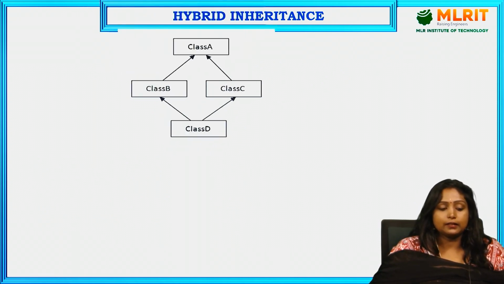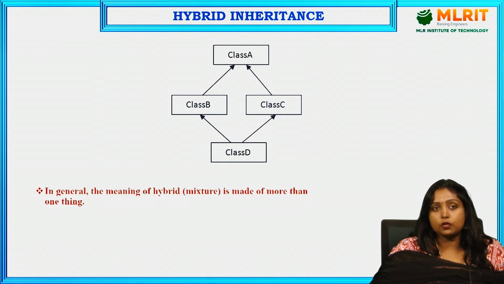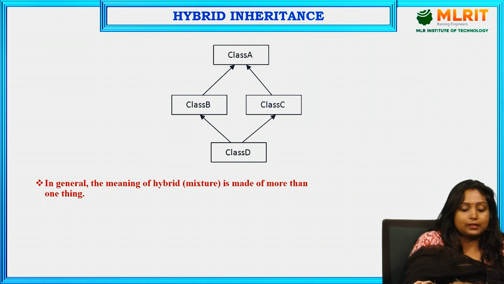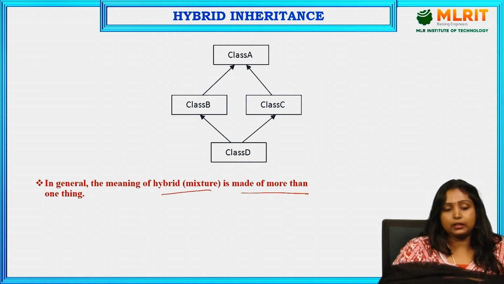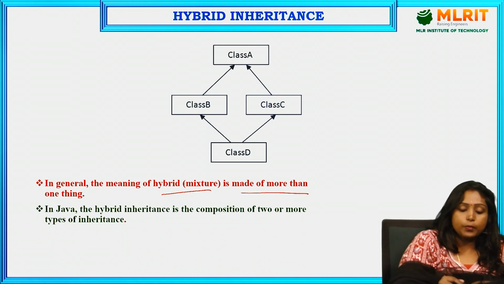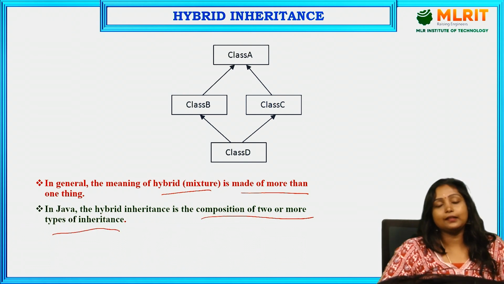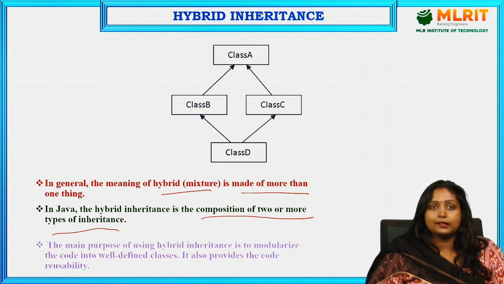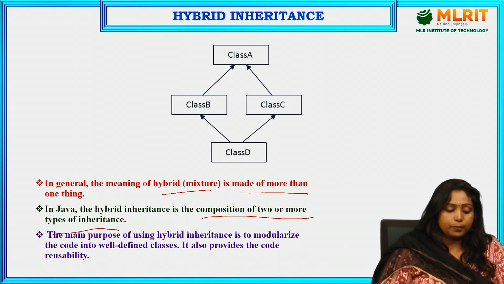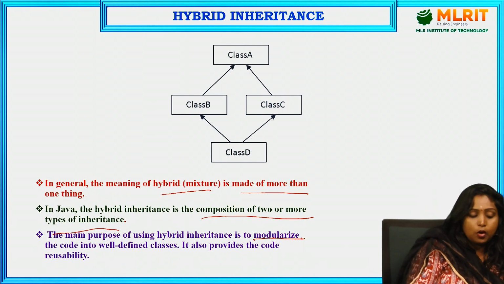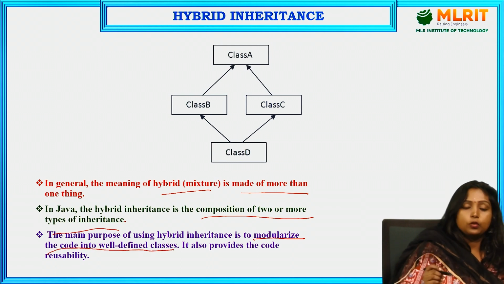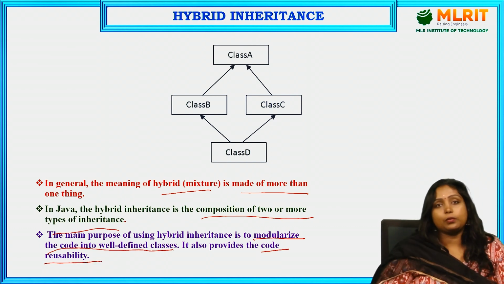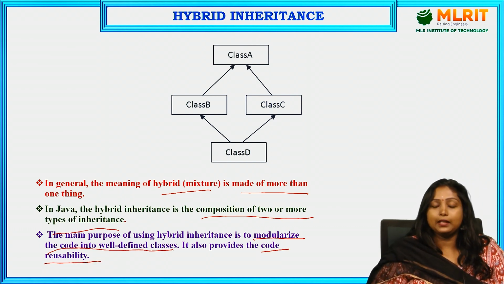Next, hybrid inheritance. The combination of any n number of inheritances is known as hybrid inheritance. Hybrid is nothing but a mixture, made of more than one thing. In the same way, a composition of two or more types of inheritances is known as hybrid inheritance. The main purpose of hybrid inheritance is to modularize the code into well-defined classes, and it can provide code reusability.